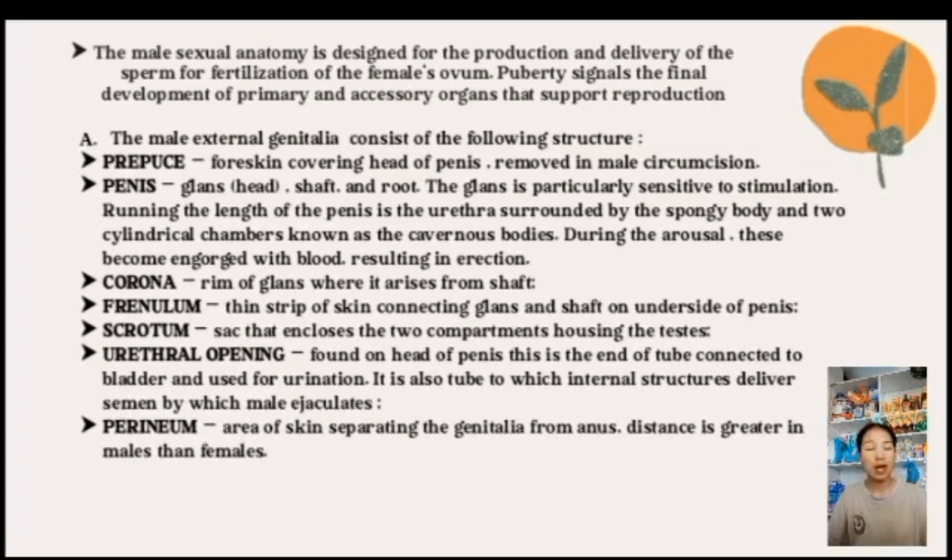Perineum, area of the skin separating the genitalia from the anus. Distance is greater in the male than female. Mo to siya ang kuan.